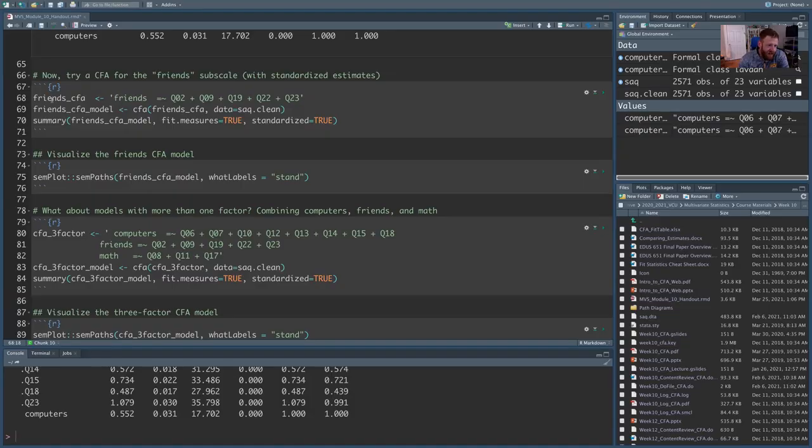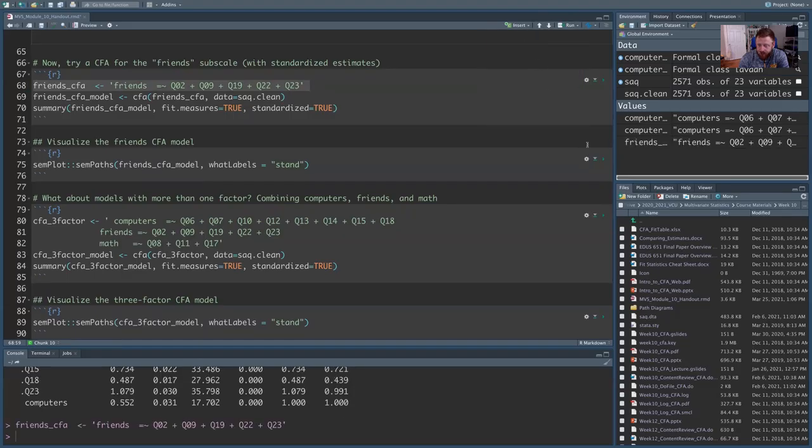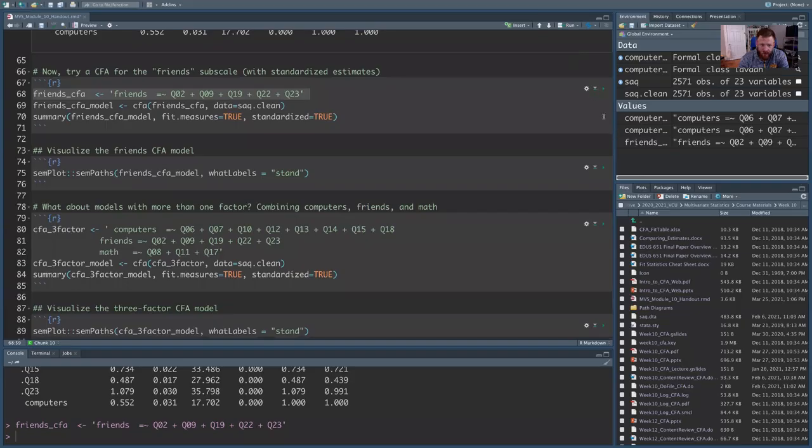So I'm going to create, again, a new CFA model. And the first thing you do is you create the model in text. So here, my latent variable is called friends. And it, again, is a function of, using this special assignment operator in lavaan, questions 2, 9, 19, 22, and 23. And so I first can load that up into my memory here, run selected line. So there it is. And looking at the environment here, I have my first friends item and then my second friends item are both in there.